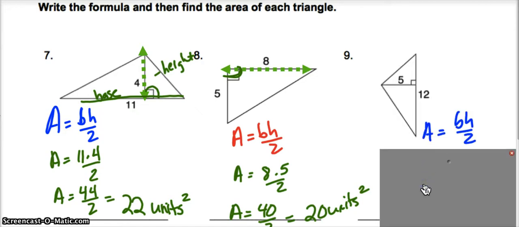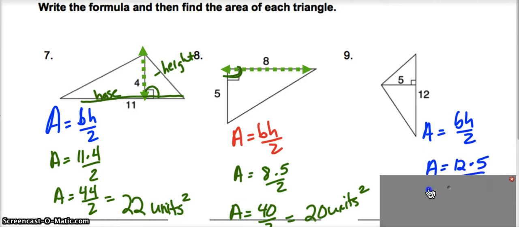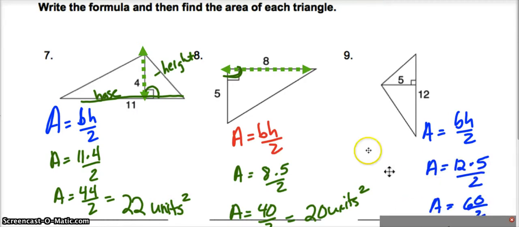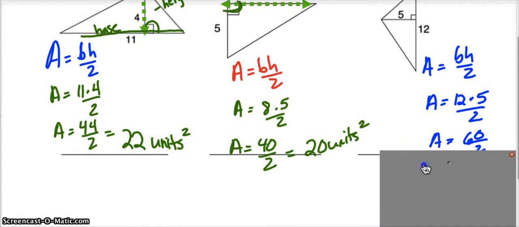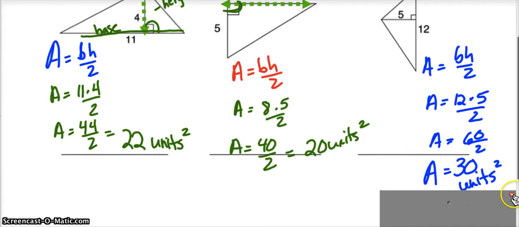Formula: A equals base times height divided by 2. The base is 12, the height is 5, divided by 2. That's 60 divided by 2, which gives you 30 square units. And I just put units on there because it doesn't say. Normally they're labeled inches, centimeters, meters, something. But we know that whatever that measuring unit is, it has to be a square unit in order to measure the area, the space inside. So I just use the word units instead.